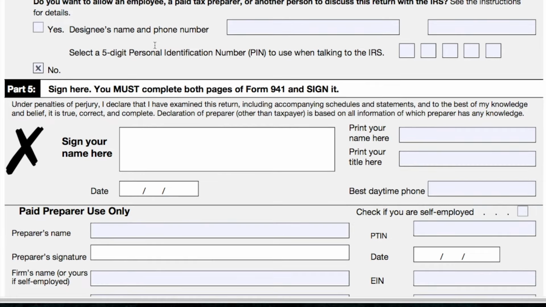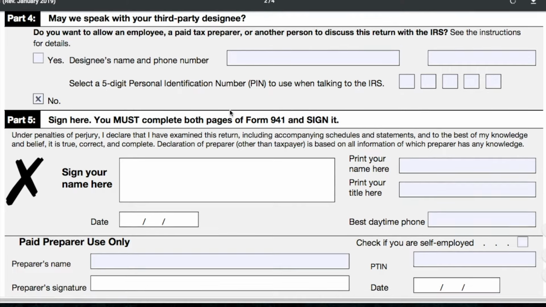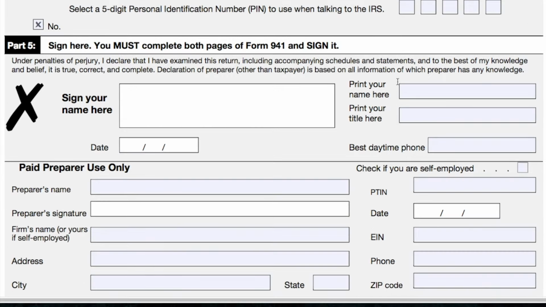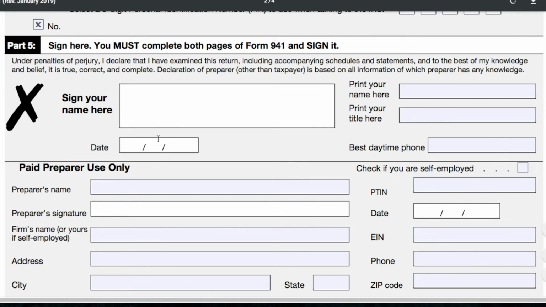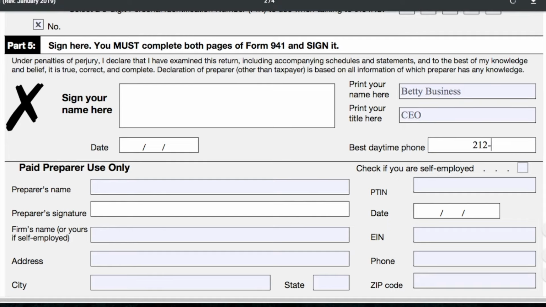But in many cases, you might want to allow your tax preparer or a lawyer to discuss this form on your behalf. Lastly, in Part 5, you'll need to provide your name, your title, your phone number, and date and sign the form. You can only sign and date after you print the form, so I'm going to leave those blank for now, just to fill out the other information. So we'll say Betty Business is filling out this form for ABC Bakery, and she is the CEO of the business. And I'll provide her phone number.